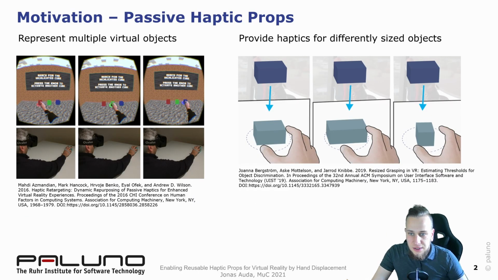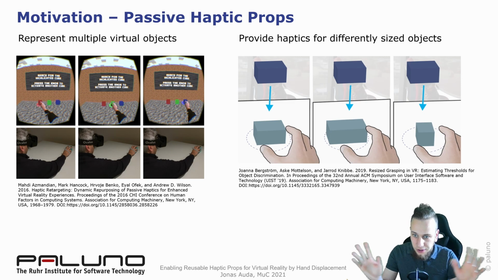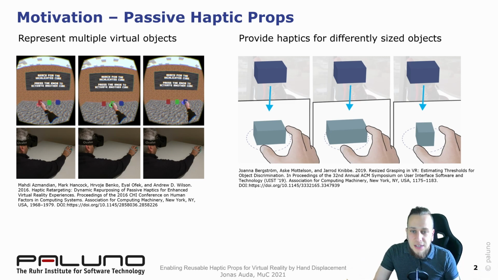We can use passive haptic props to mimic the haptics of virtual objects. For example, on the left-hand side, a user is reaching out to 3 different virtual objects, while in fact, in reality, the user is reaching out to only one physical prop that mimics the haptic properties of all these virtual objects. This is done by redirection, and we see that we can reuse haptic props for multiple virtual objects.